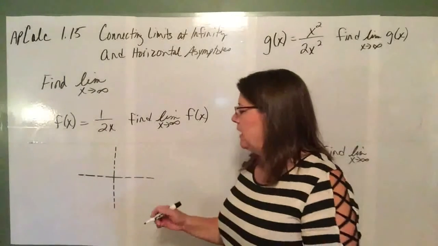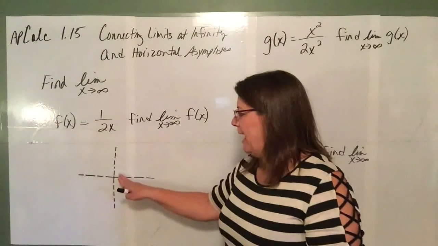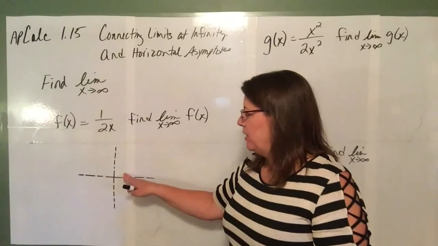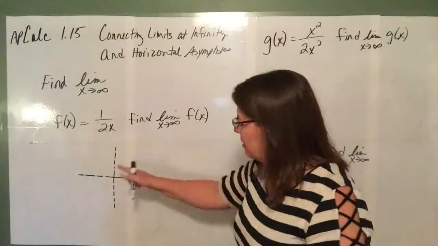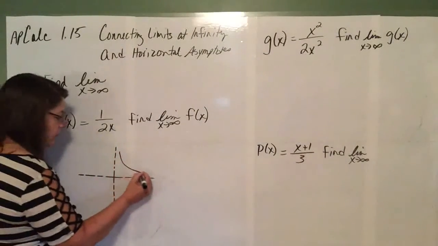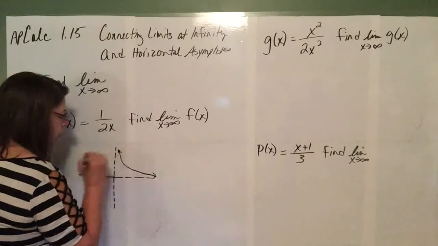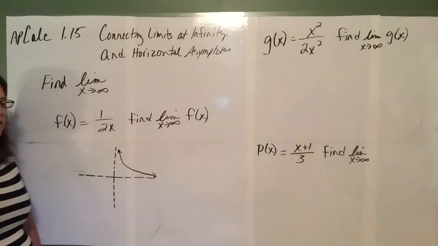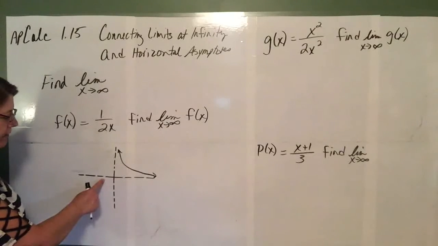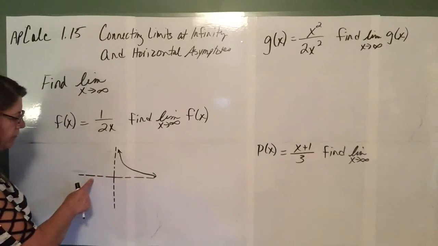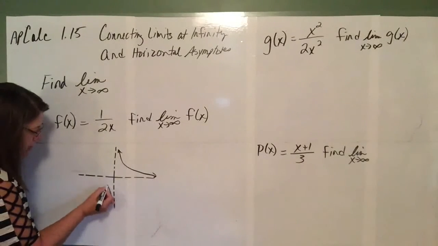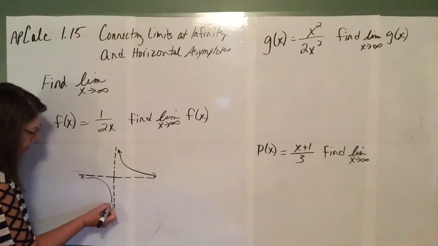If I plug in 1, I get 1/2. If I plug in 2, I get 1/4. Plug in 3, I get 1/6. So it looks like as it approaches infinity, my graph is doing this. It's approaching my asymptote. And then if I move to the left, if I plug in -1, I'll get -1/2, -2, -1/4. So it appears that on this side, it's approaching the asymptote in that direction.